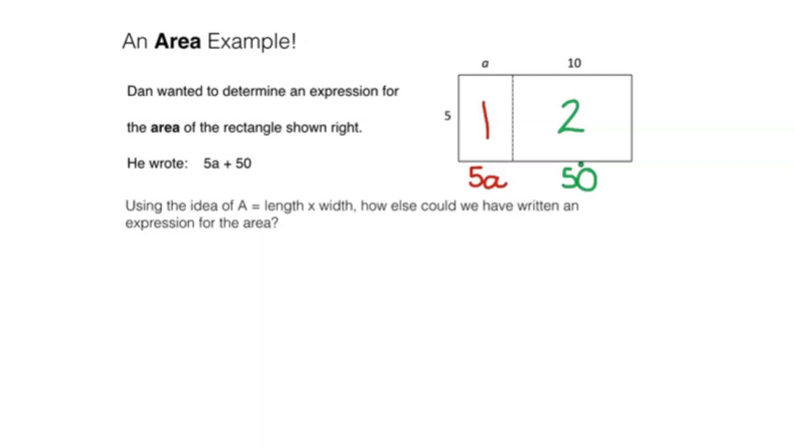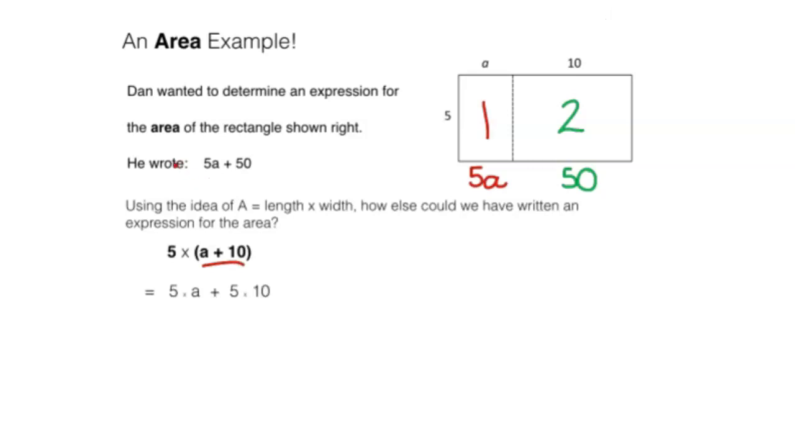If we use the idea of area being length times width, we can look at another way of writing this expression for area. Let's consider the whole rectangle. So, if we have a look, we would say that the area of this is going to be 5, the length, multiplied by a plus 10. We can put that a plus 10 in brackets because that represents our width that we want.